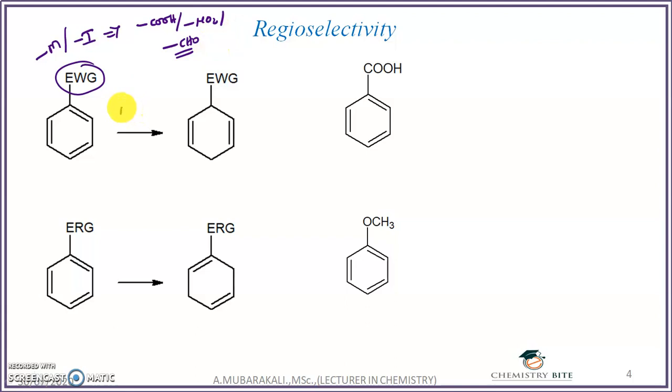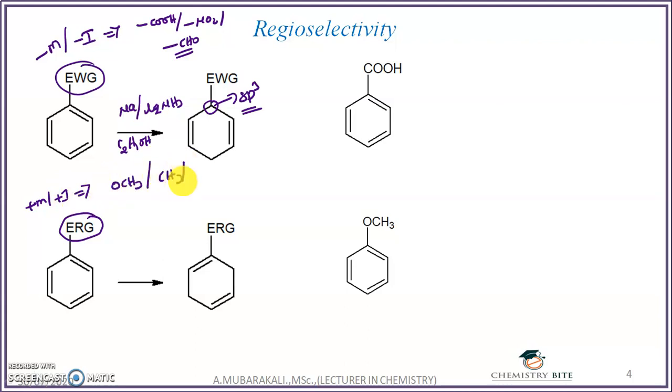If it is participating in the Birch reduction, suppose I'm taking the reagent sodium in liquid ammonia, along with this I take a solvent like ethyl alcohol. Here the substituent will be bonded to the carbon which is sp3 hybridized, that is saturated. You will get this type of product, with the sp3 hybridized carbon. Suppose you have electron releasing groups, groups like +M or +I, for example OCH3, methoxy, or methyl, or aniline. For all of these, the substituent will be attached to the unsaturated carbon atom, that is the sp2 carbon atom.